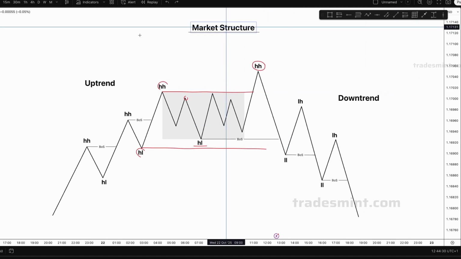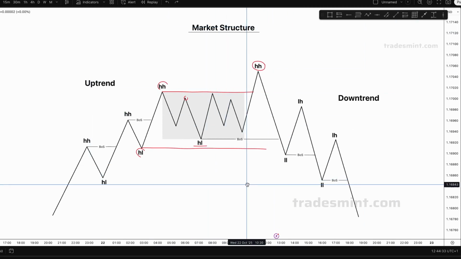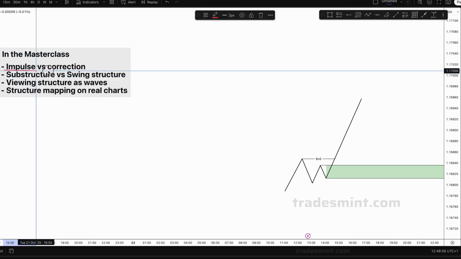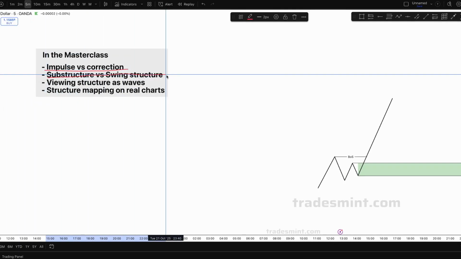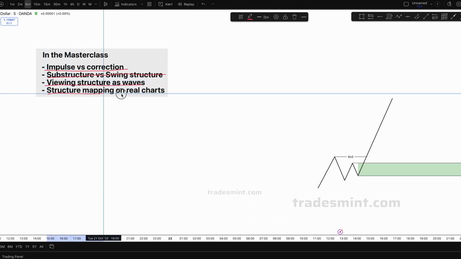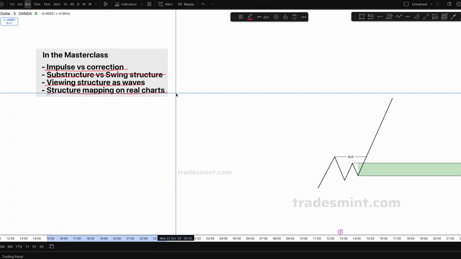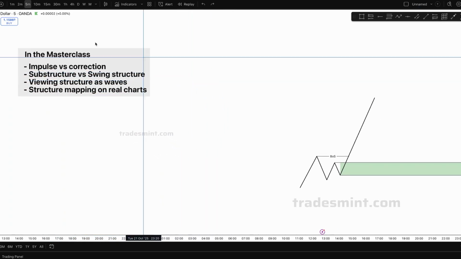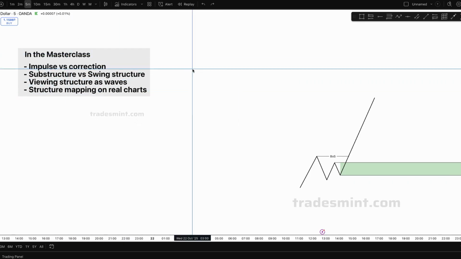So that is the foundation of market structure. Now, inside of the structure masterclass attached to this video, we'll go deeper into impulses and corrections, substructure and swing structure, viewing structure as waves, and structure mapping on some real charts so you can see how it looks in a real market. Of course, these will be elaborated on as well as we move through the program, but this masterclass is highly recommended, okay?